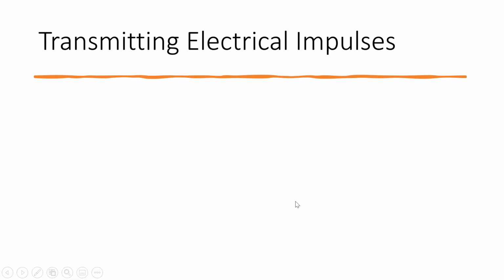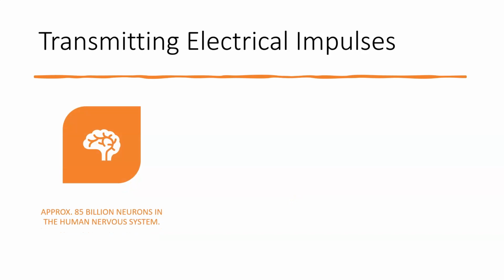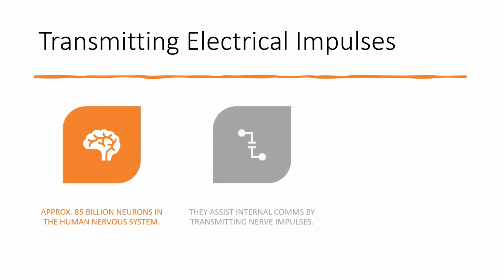Okay, so transmitting our electrical impulses. Let's look at that a bit closer. We've got approximately 85 billion neurons in the human nervous system. They assist internal communications by transmitting nerve impulses. We've got two systems of communication in our body: the nervous system and the endocrine system, which is hormones, which we'll look at in the next video.